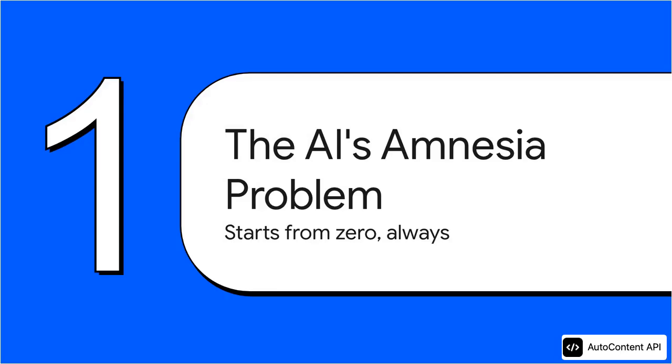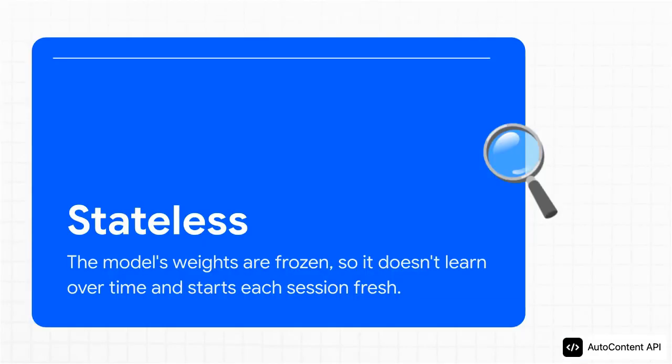Okay, so the first piece of this puzzle is what I like to call the AI's amnesia problem. Seriously, imagine you're pair programming with an absolute genius, who also happens to have the worst short-term memory imaginable. That's what's happening with these large language models. Every single time you give it a new task, it's starting completely from scratch. And that brings us to this key term right here: stateless.